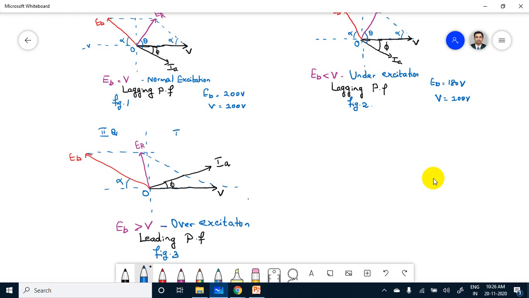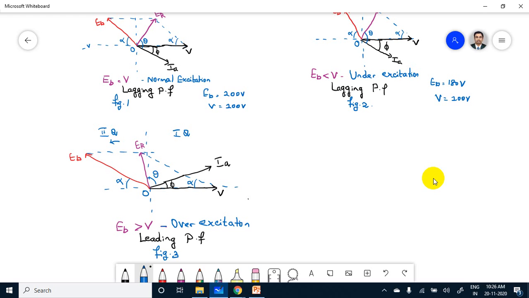Second quadrant. This is first quadrant. The ER will come towards EB, which is towards EB. Understood? The angle between V and ER will also be alpha. The angle between ER and IA will be theta. I am not disturbing any type of angle.